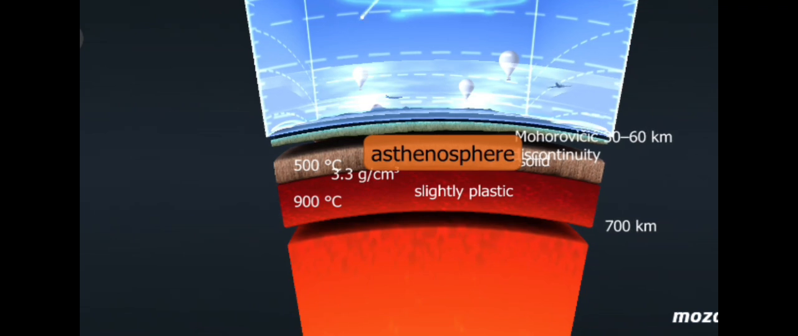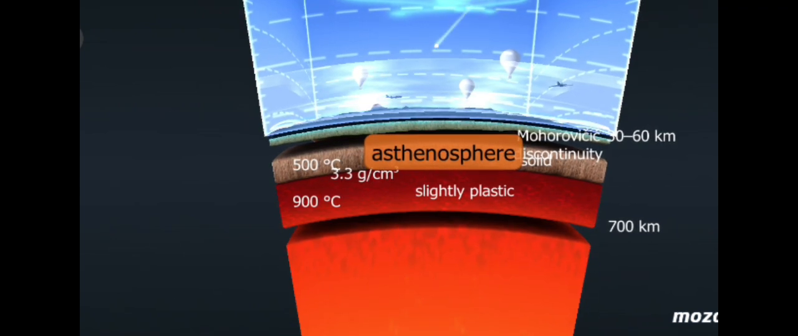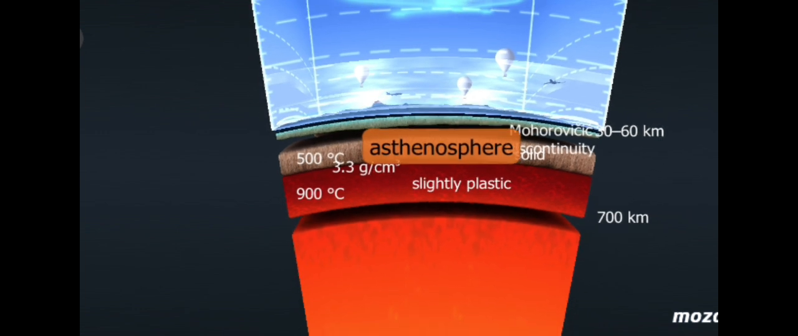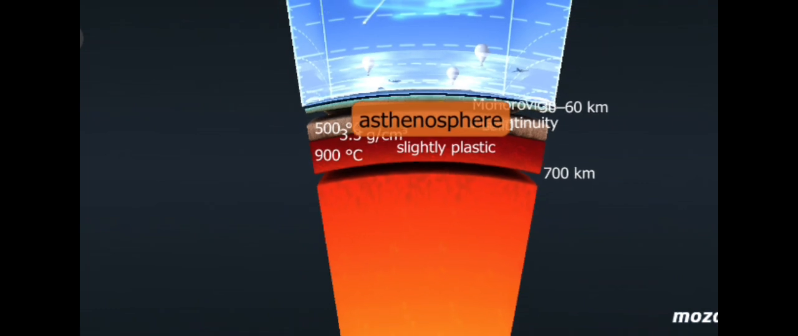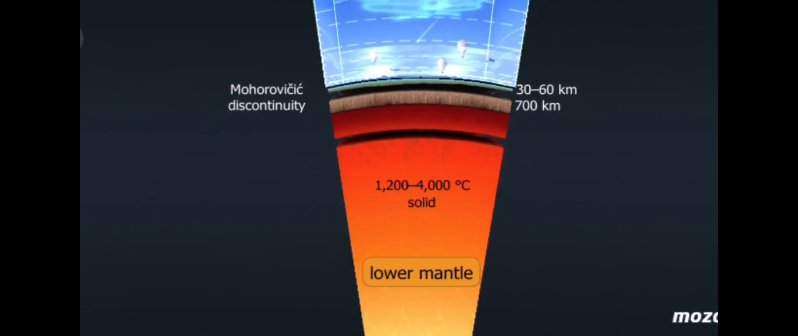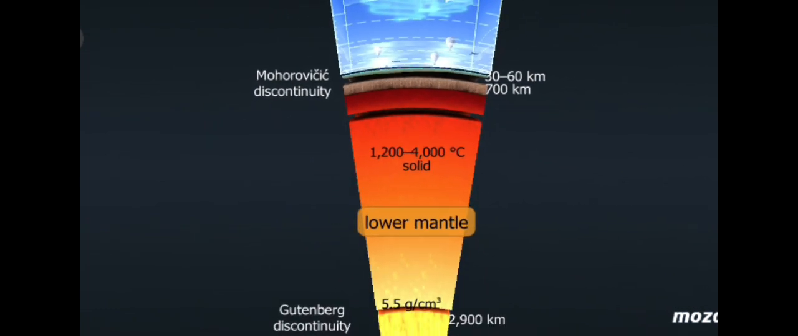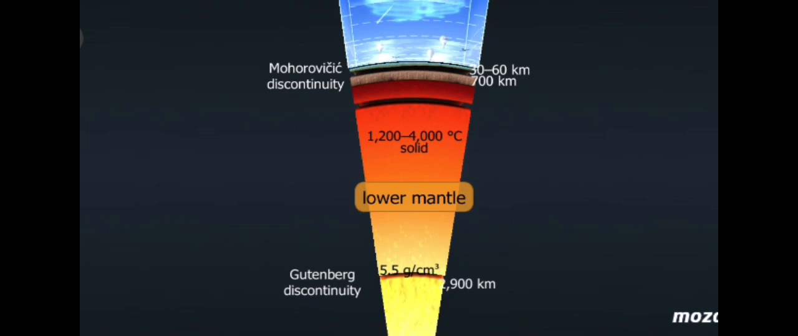The mantle is divided into 2 zones, the upper and the lower mantle. The upper mantle extends to a depth of about 700 kilometers. Its upper layer is solid. Together with the crust, it forms the lithosphere. The molten layer located at the bottom of the upper mantle is called the asthenosphere.